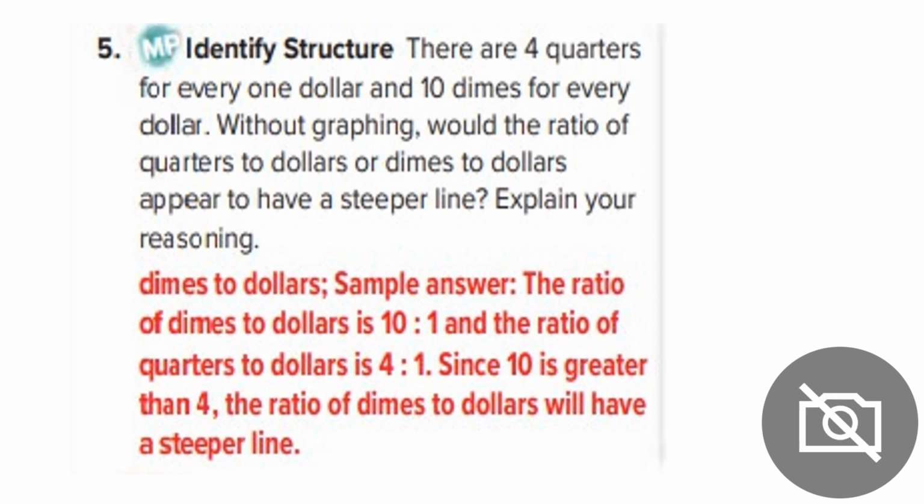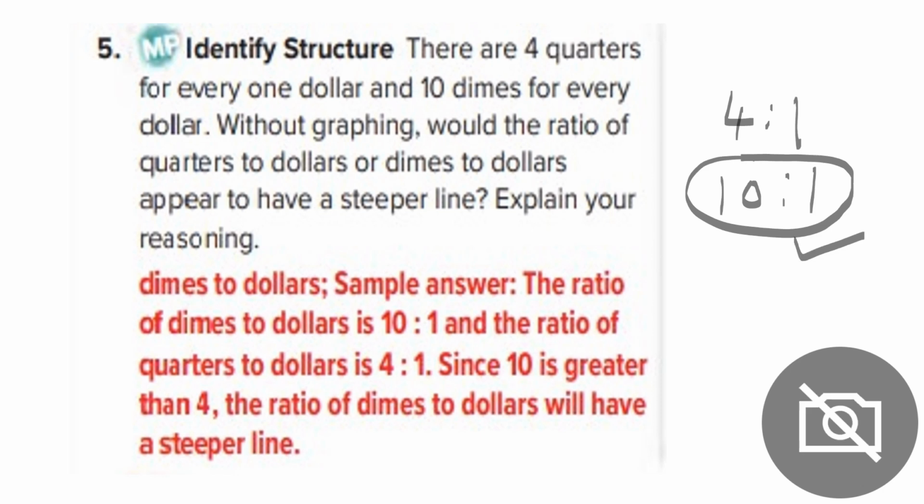See here, there are 4 quarters for every $1 and 10 dimes for every dollar. Without graphing, would the ratio of quarters to dollars or dimes to dollars appear to have the steeper line? You see 4 quarters for every $1, 10 dimes for every $1. See here, 4 for 1, 10 for 1. So this will have the steeper line when we plot the graph, or just compare the ratios 4 to 1 and 10 to 1. 10 is greater than 4, so this will have a steeper line.